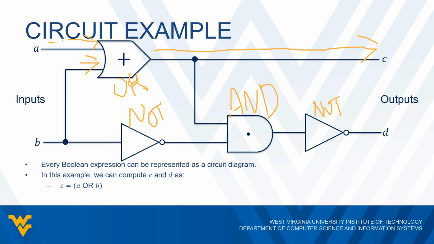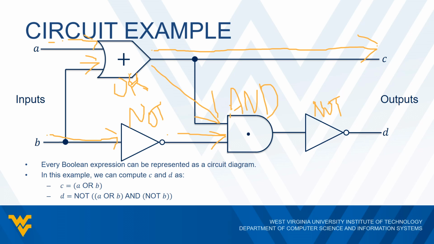And then what about D? Well, D is going to be a little bit more complicated. It's going to be the NOT of the quantity of A or B and not B. Well, how do we get that? Well, the not B is taken care of down here. So this NOT gate gives us not B. And then the AND gate is going to give us the AND of not B and the OR of A or B.